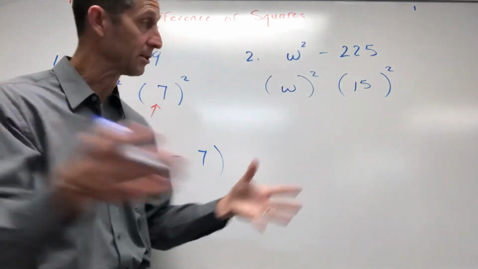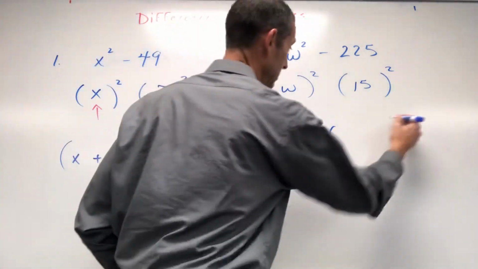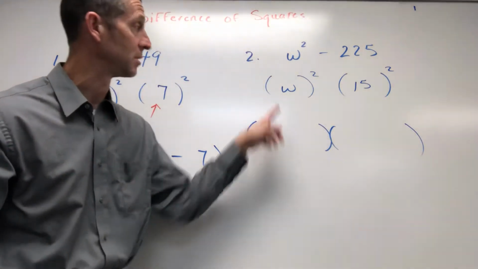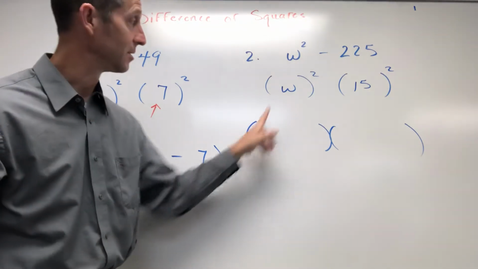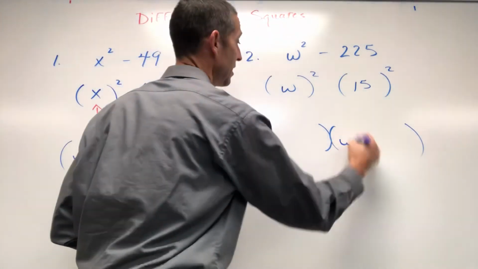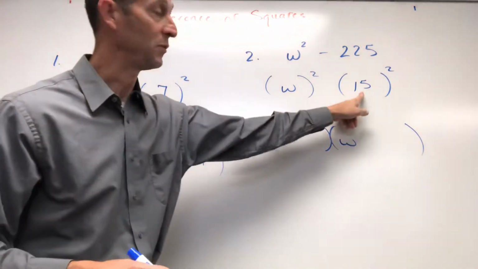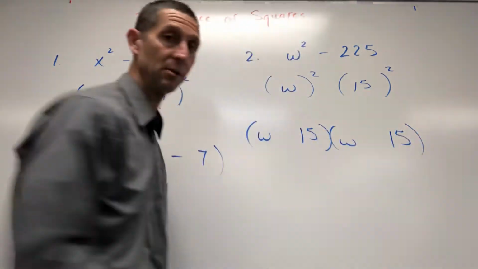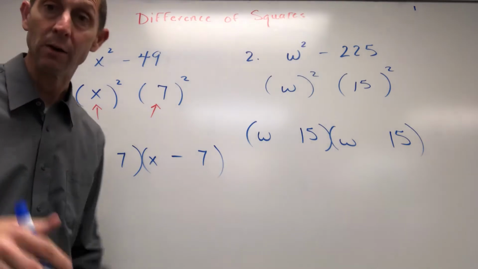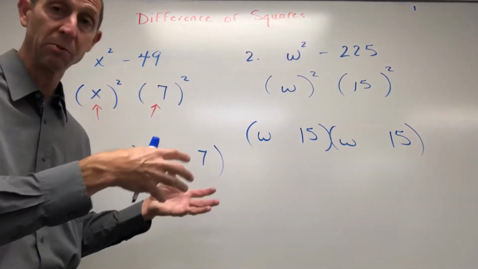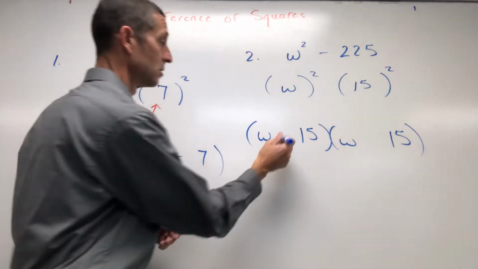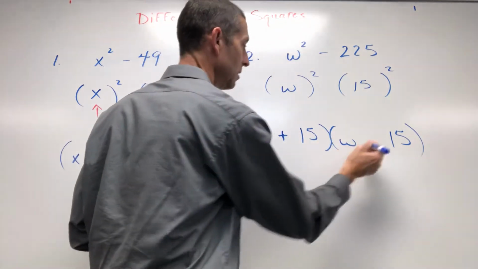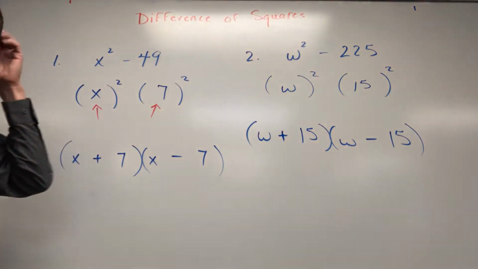After you get your squares built, just drop them into your 2 finishing groups. W is first, so he goes first in each group. The 15 is second, so he goes second in each group. And remember your signs, it's always one that's plus, one that's minus. So w plus 15, w minus 15.